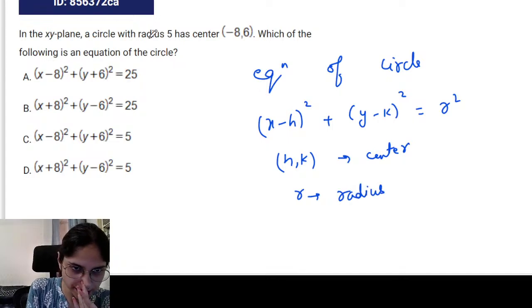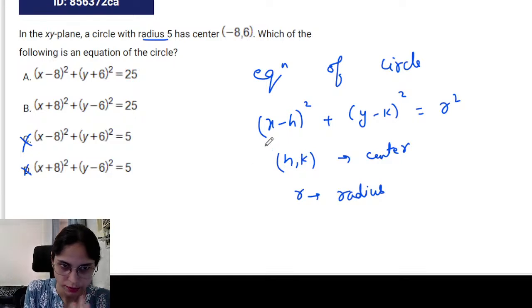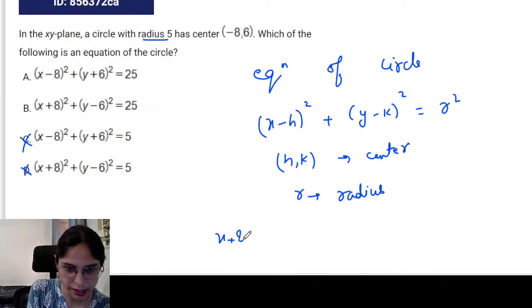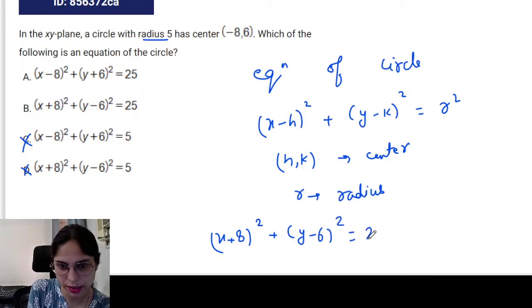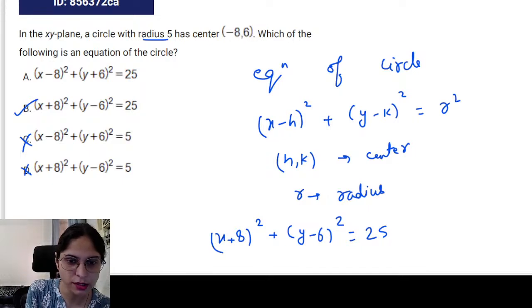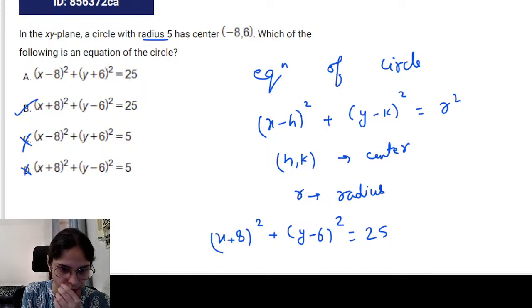Now the radius is 5, so it should be equal to 25. So these two options are already out of the window. Over here it will be x minus 8, which becomes plus 8. So x plus 8 whole squared plus y minus 6 whole squared equals 5 squared, that's 25. You have to switch the signs of the center when you are writing the equation. Alright?